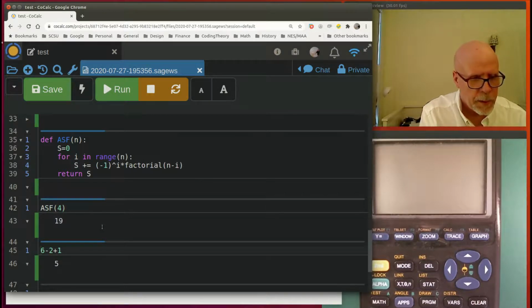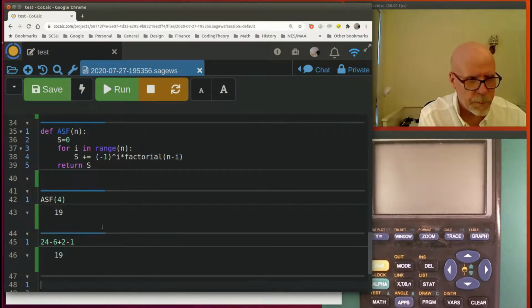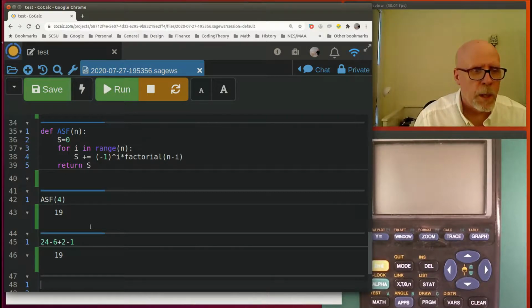What about ASF of 4, just to push our luck a little bit? 19. Now that should be 4 factorial is 24, right? Minus 6, we'll just have to change these signs now. Plus 2, and then minus 1. Yeah, 19. So that's enough checking. I believe it now.